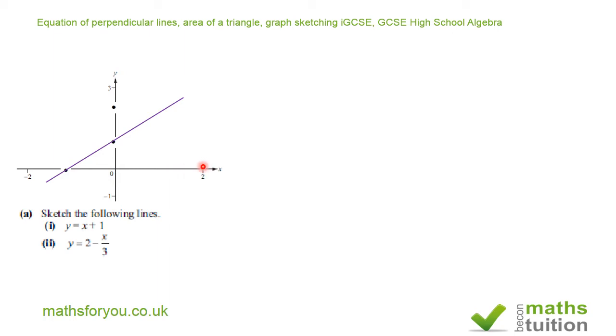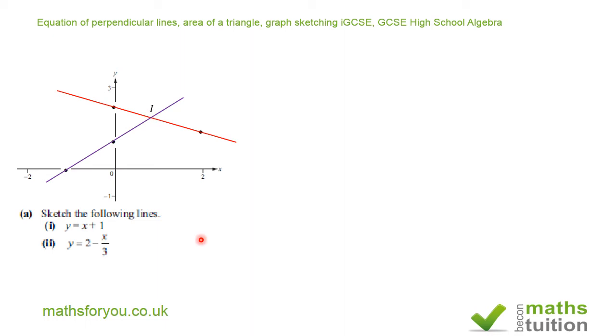Right, if x is 2, we expect our point to be somewhere on the line x is equal to 2 there. When x is 2, y is equal to 2 minus 2 over 3, which means that y is equal to 1 and a third. So our point will be about there. Now, if we now join both points, we have the line for y is equal to 2 minus x over 3. Now, both lines meet at the point I, the point of intersection.